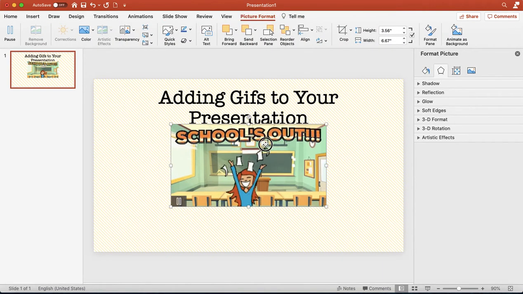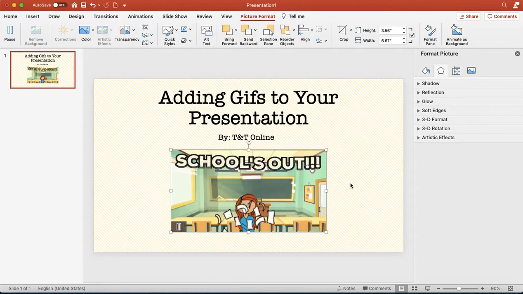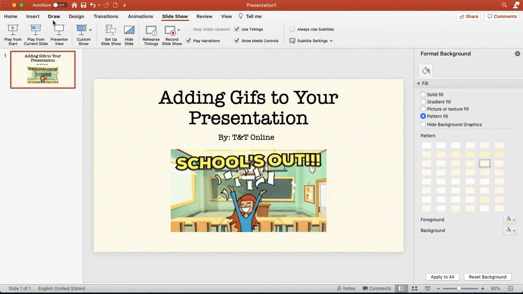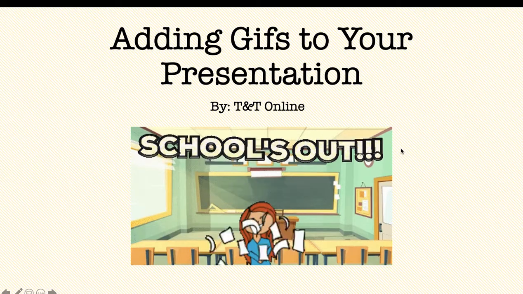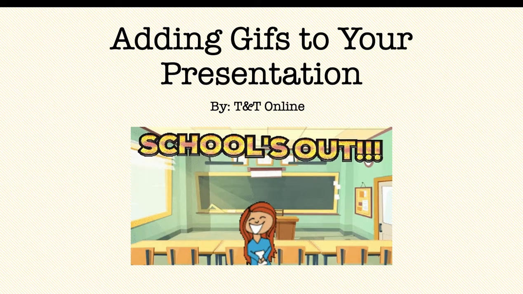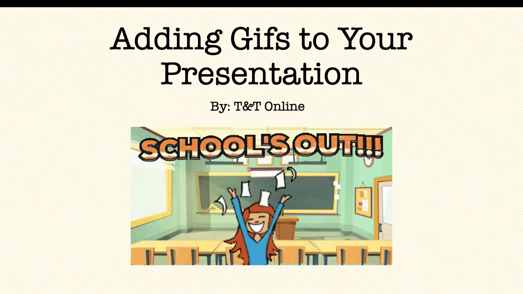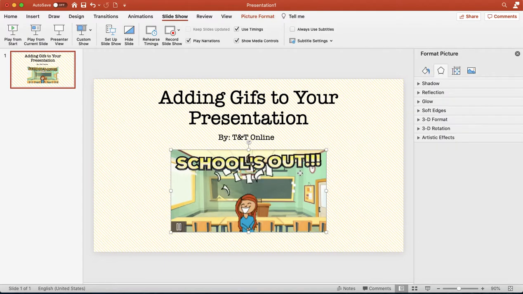Once you've inserted it into your presentation, you want to make sure it plays. All right, and there we go, it's playing. Now, if you're using an older version of PowerPoint, it may not play automatically. So what you may have to do is go to Slide Show and press Play from Start. Once you do that, if it's a GIF and it's loaded properly, it should play. And as you can see here, it plays that way and this way. Now I'm going to show you one other way, which is a much easier way to do it.